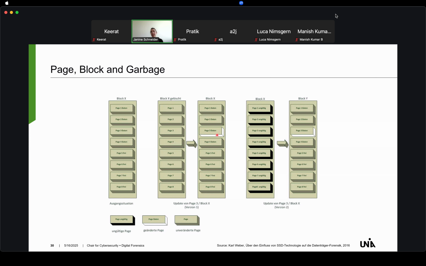And the second strategy is basically the same, but you don't delete block X, you mark it as invalid. And you don't write to the block X again, you write to block Y. So you take a new block and overwrite the new block with your buffer data and the updated page. Okay? Sorry for the confusion.